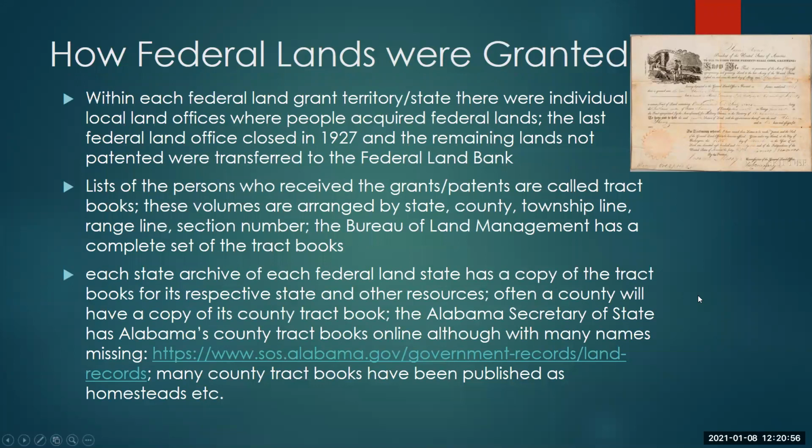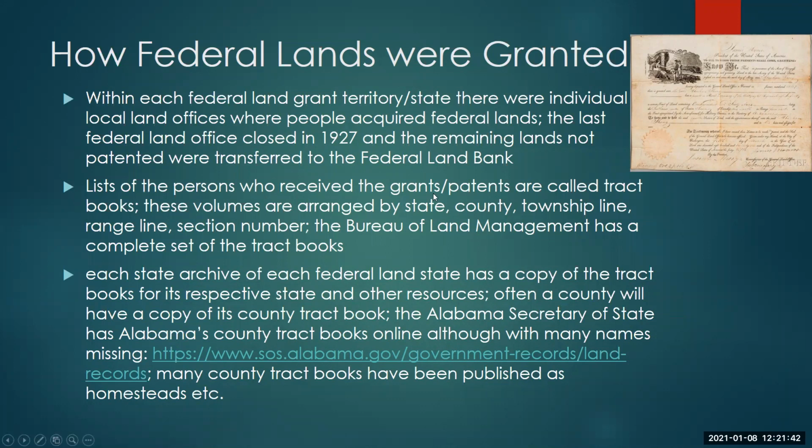Okay, now how were the federal lands granted? How did your ancestor get his patent to federal lands? Within each federal land state, there were land offices, and the land offices varied from time to time. Sometimes they had lots of land offices. Then over the years, the number of land offices shrank as most of the federal land was taken over. The last federal land office closed in 1927, and any remaining federal land that had not been granted was turned over to the Federal Land Bank, and those lands today belong to the Bureau of Land Management.